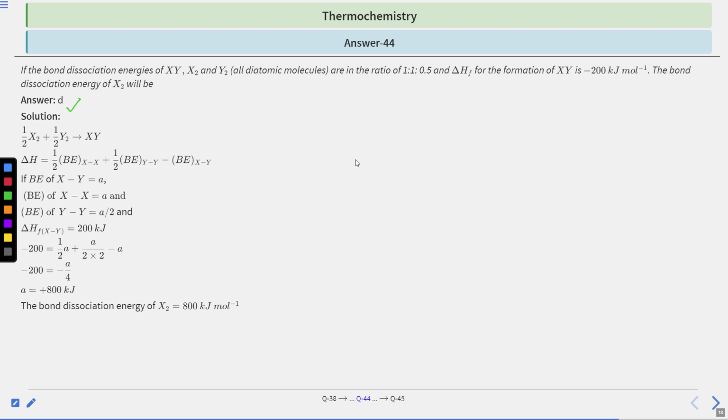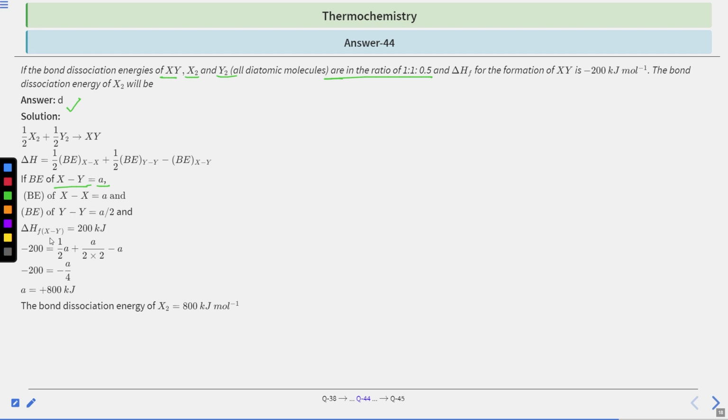We have been given the bond energies ratio 1 is to 1 is to 0.5. So let's consider that the bond energy of XY is A. We have been given in this order, right? First for XY, that is 1, then X2, that is 1, then Y2, that is 0.5. So if we consider the bond energy of XY as A, the bond energy of XX will also become A because it is in 1:1. And the bond energy of Y2 will become A by 2 because it is in the ratio 0.5, right? So A, A, and A by 2 for XY, XX and YY respectively, right?